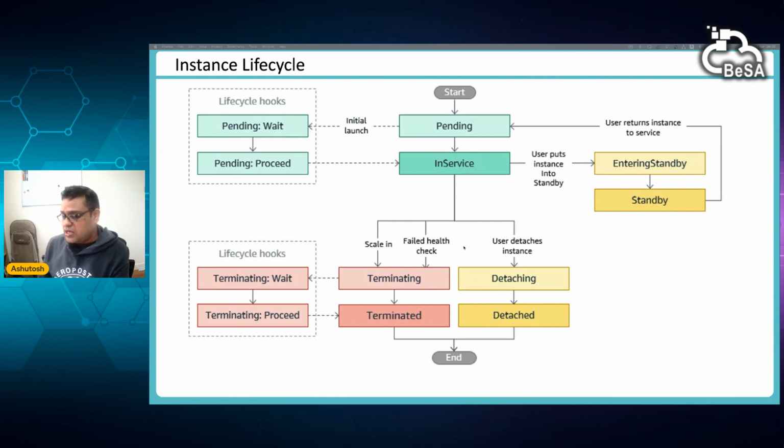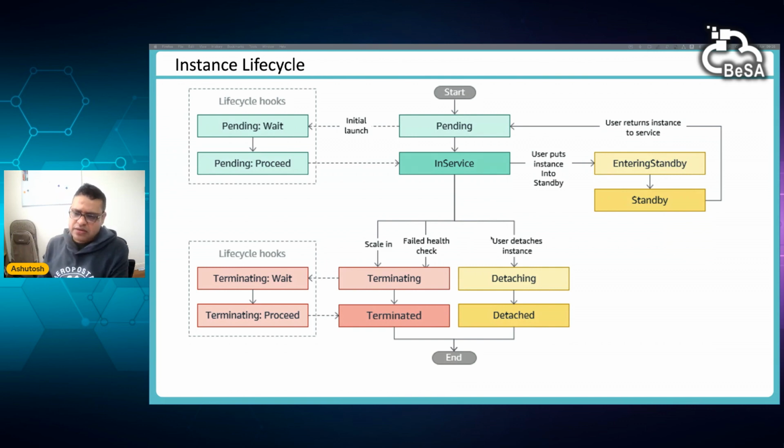The same happens in case of a scaling in event, wherein your load is reduced. Then you want to terminate all those extra instances which you have spun up. So it goes from in service to terminating to terminated state, or maybe if there is a health check failure, then also it goes to terminating state. And you can manually also detach the instance, right? So you can just remove the instance from that group.